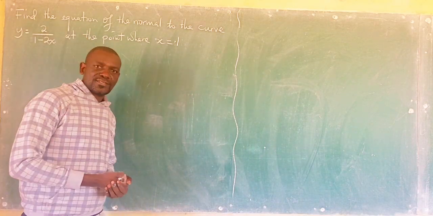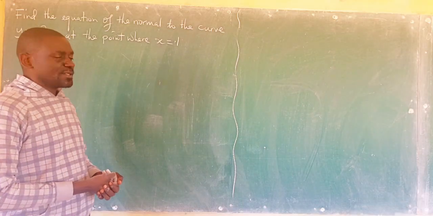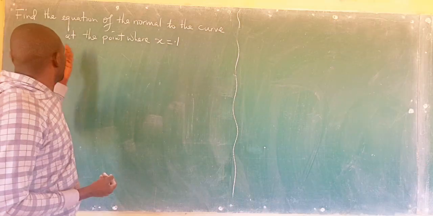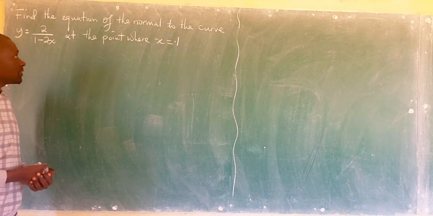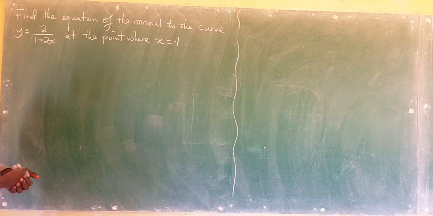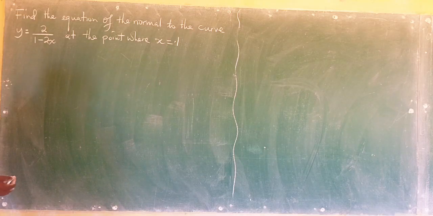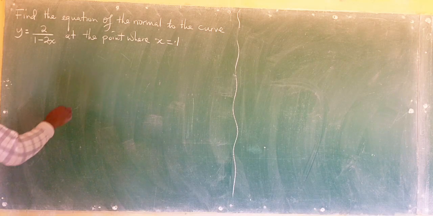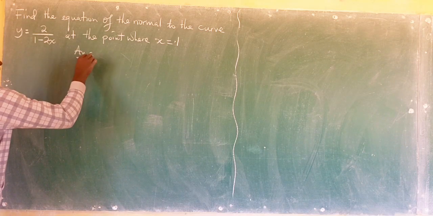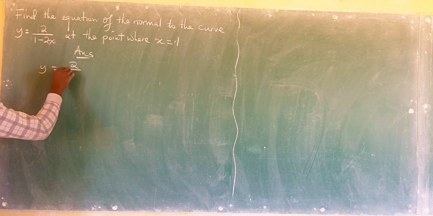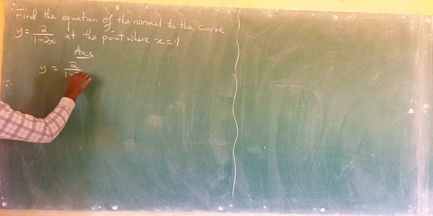Today we still continue with our series of examples on tangents and normals using calculus. So the question says, find the equation of the normal to the curve y equals 2 over 1 minus 2x at the point where x is equal to 1. All right, so our original function is y equals 2 over 1 minus 2x.